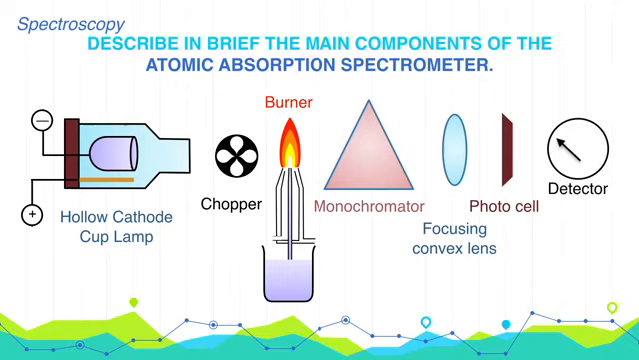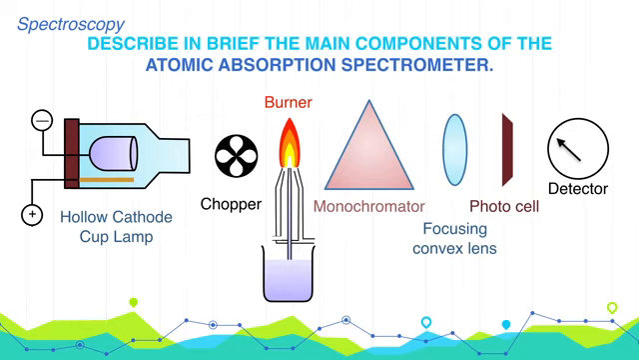And finally, there is readout meter. This dial will give us the amount of radiations absorbed by unexcited atoms present in the ground state in terms of absorbance. So let's discuss the working of this instrument.